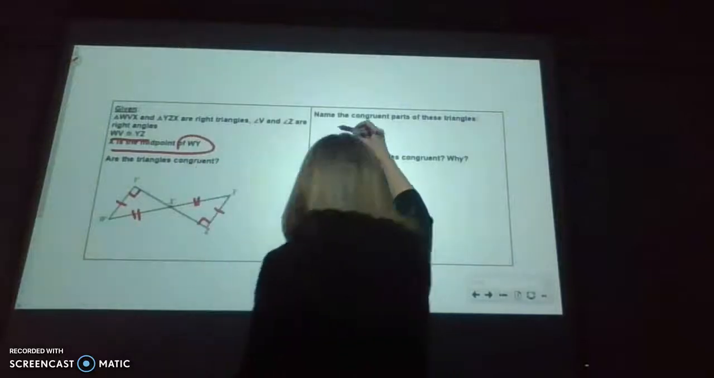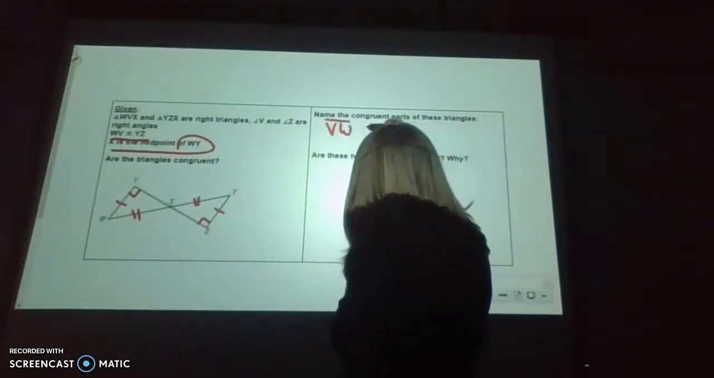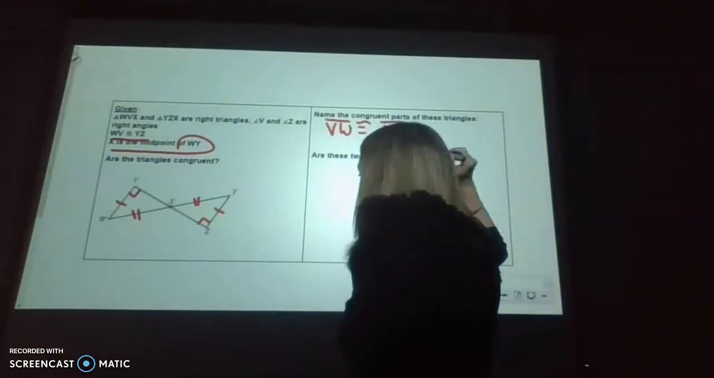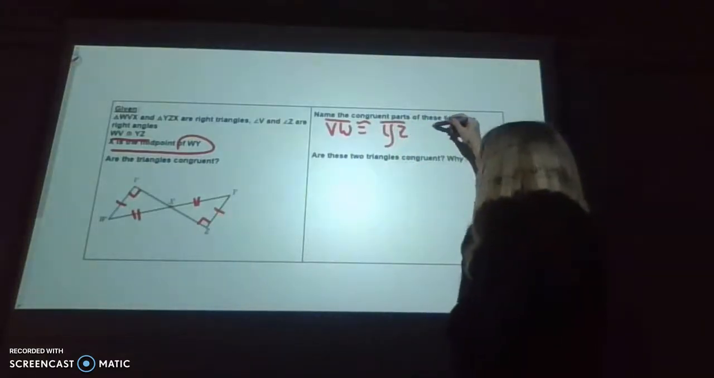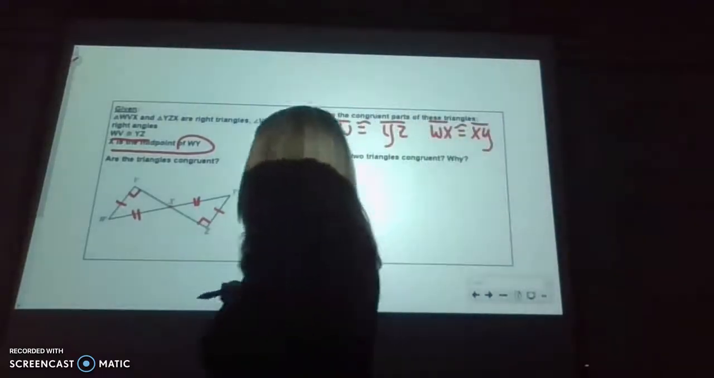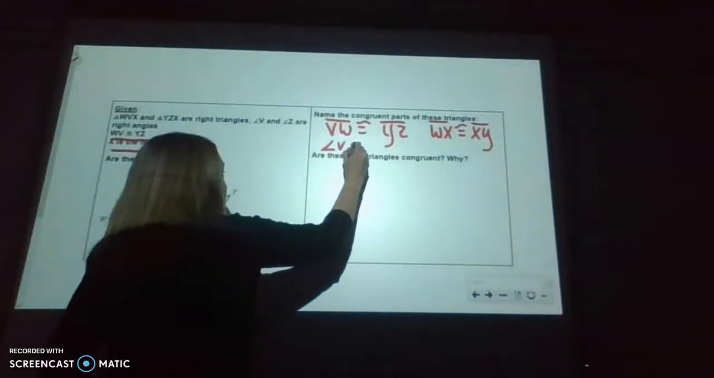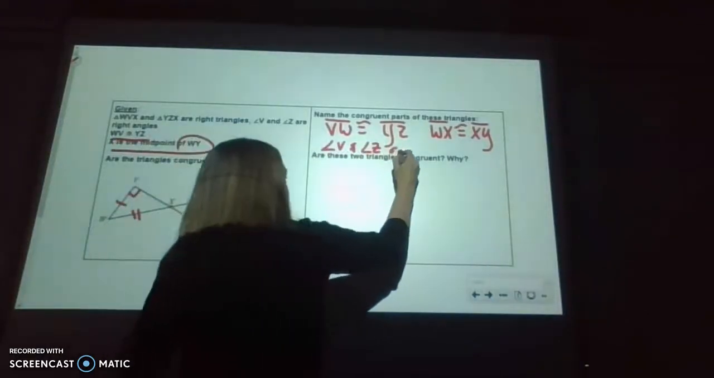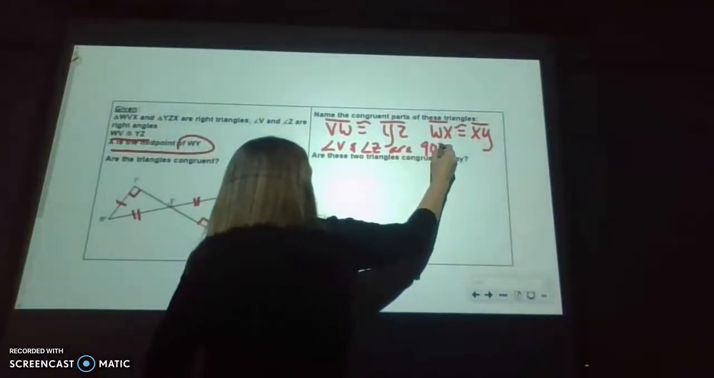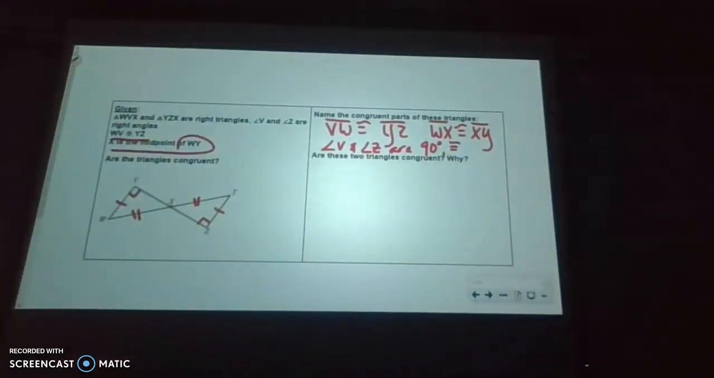So what sides do we have? We have VW is congruent to YZ. And WX is congruent to XY. All right, and do we have right angles? We do. Angle V and angle Z are 90 degrees. They're also congruent. So, are these two triangles congruent?